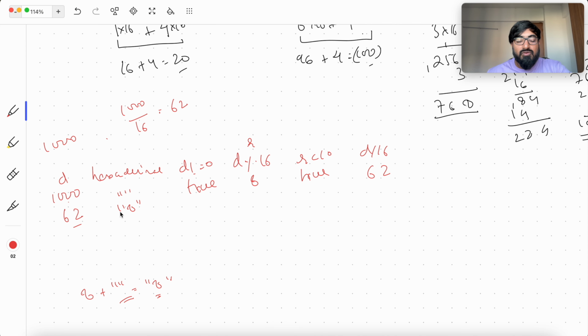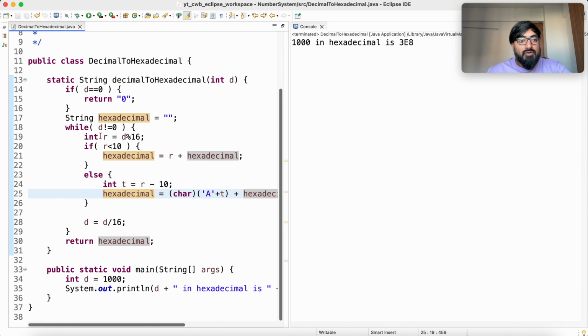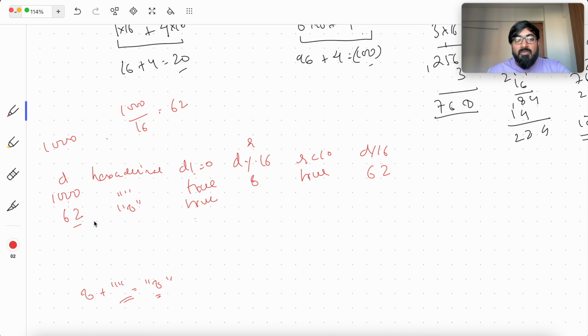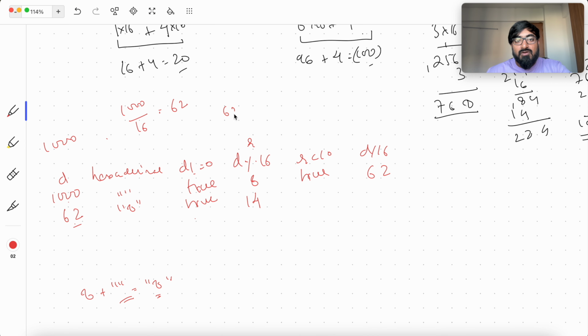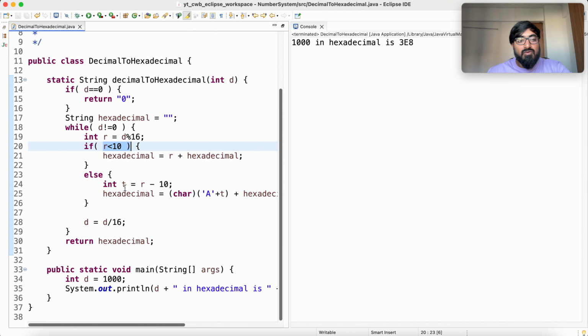D not equal to 0 is true because d is 62. You come here, r is d percent 16. The remainder when 62 is divided by 16 is 14. So 62 % 16 will give you 14. r is less than 10 is false, so we do this part.